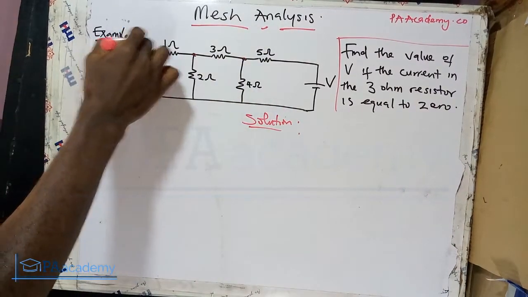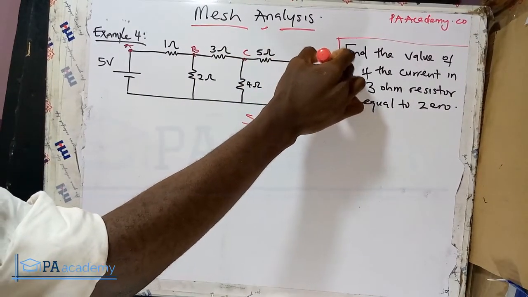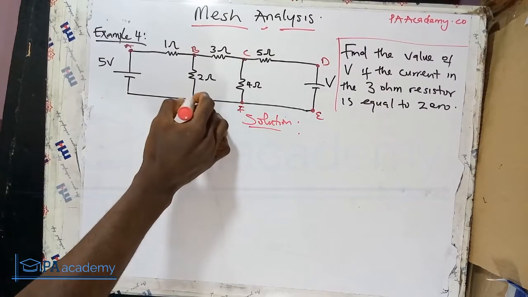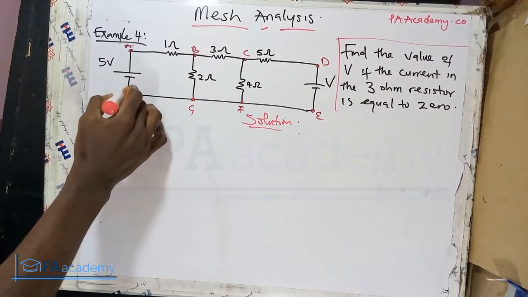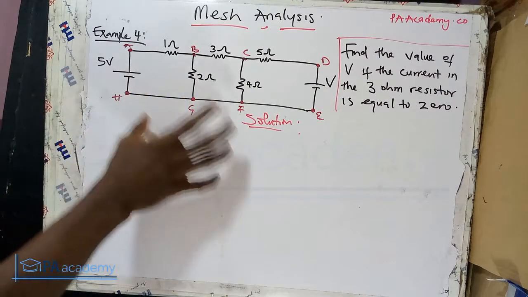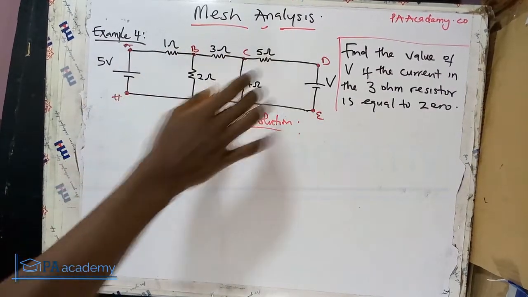So let's call this A, B, C. Let's call this node D. Let's call this point E, F. Let's call this G, and then H. So having done that, now let's take our direction. From this circuit we already have 3 meshes. This is 1, 2, and then 3.